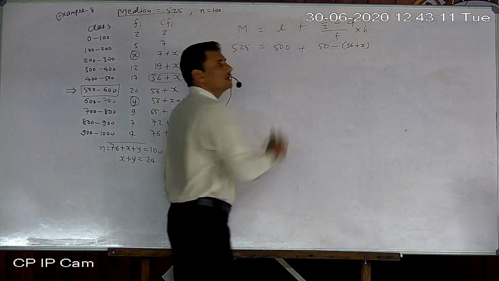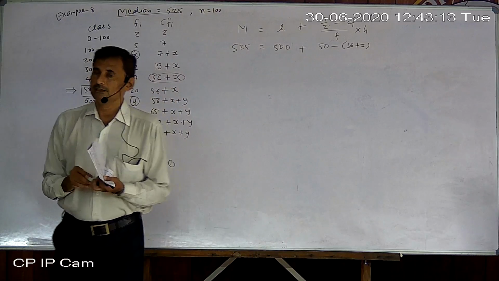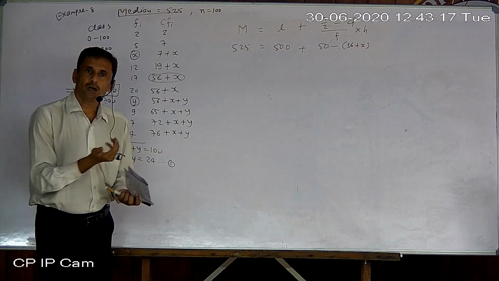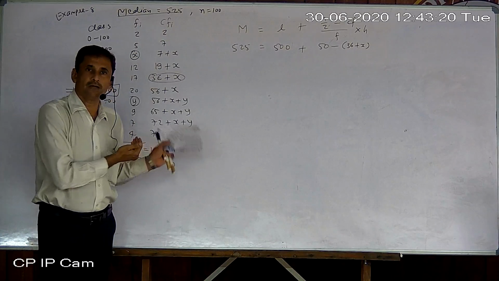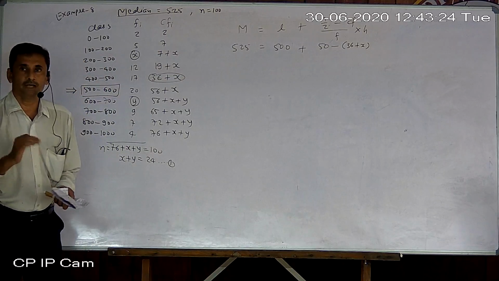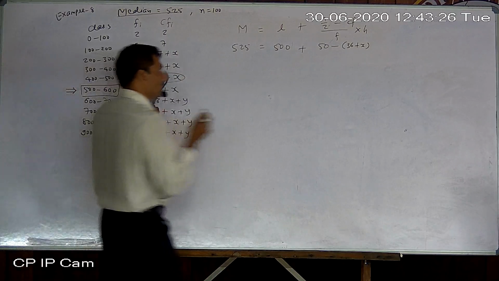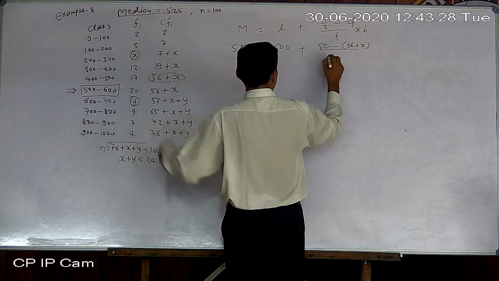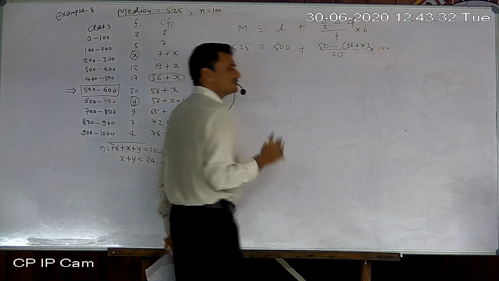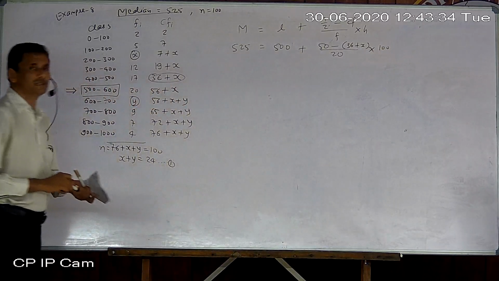Why? Because the minus sign is there before it. So whenever there is more than one term, and ahead of that bracket a minus sign is there, always keep in mind to make a bracket. Now f means frequency of median class, 20. Class size is 100, whether it is of the median class or of any class, since classes are of equal size.